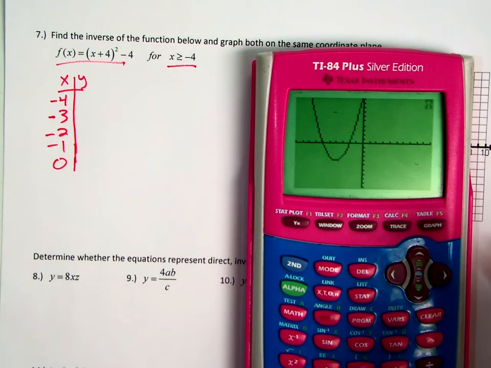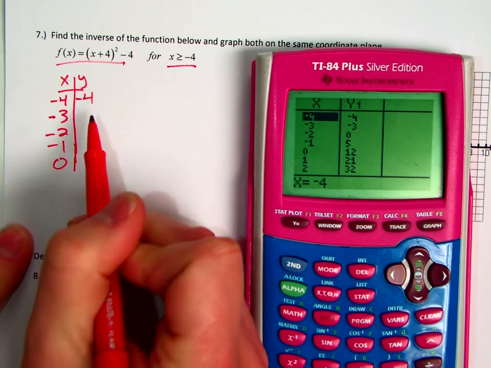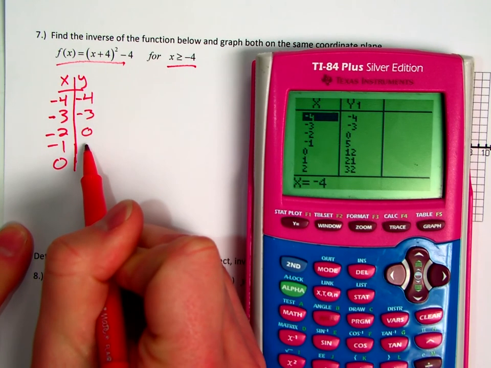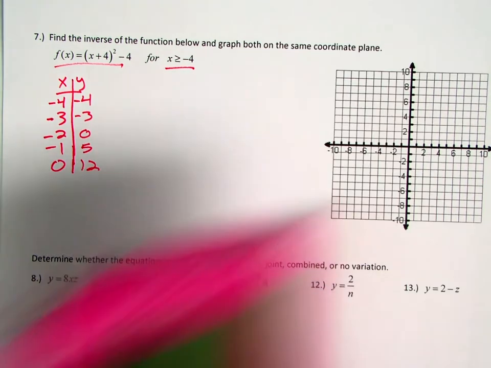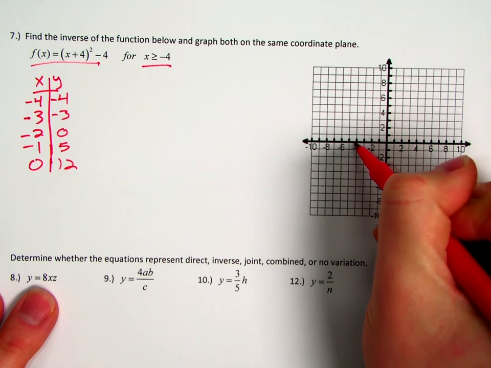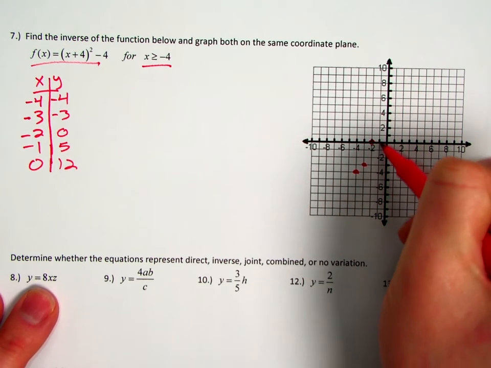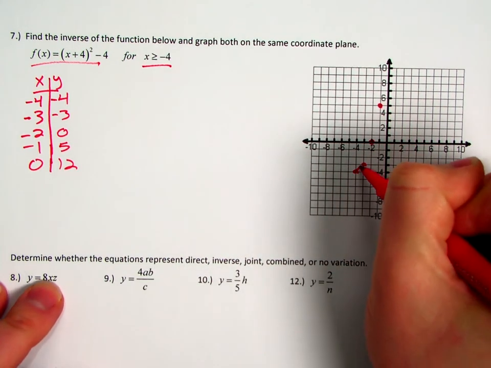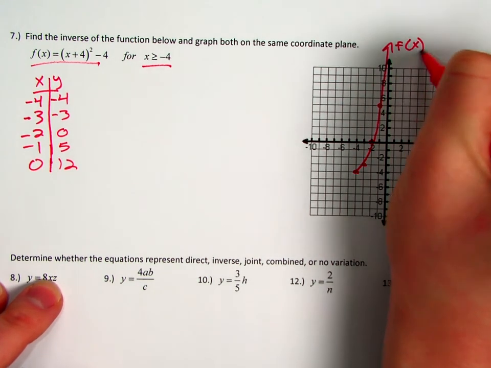So let's go to our table and pick those points. It said greater than or equal to negative 4. So negative 4, negative 4; negative 3, negative 3; negative 2, 0; negative 1, 5; 0, 12. Now I can go ahead and take those points and graph them. I won't be able to graph this last one, it'll be off the chart, but that's fine, we'll just graph what we have. And remember to label that so that we know that's your original function and not your inverse function.